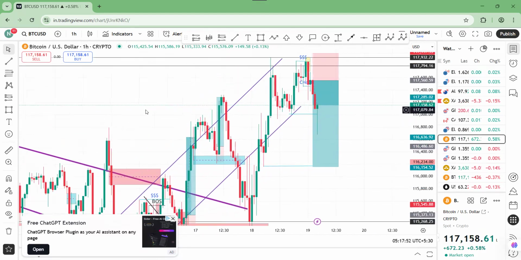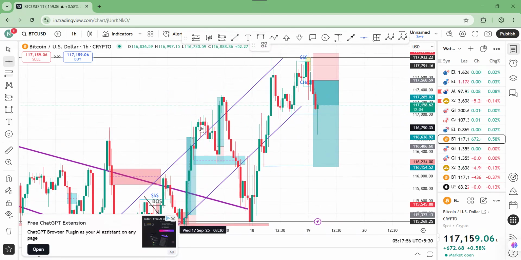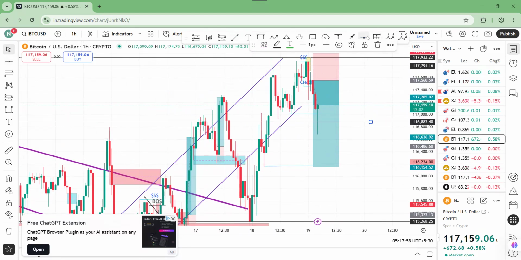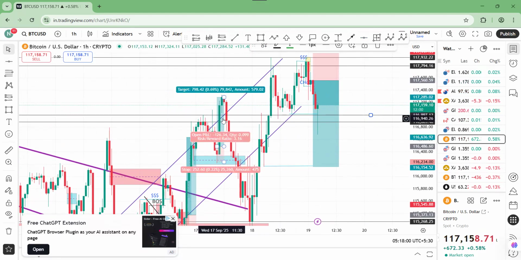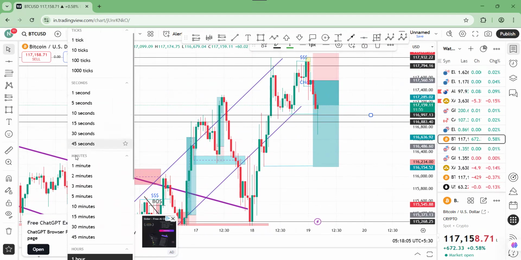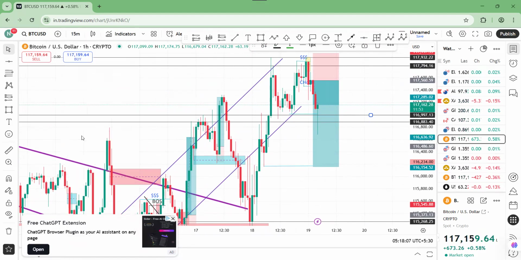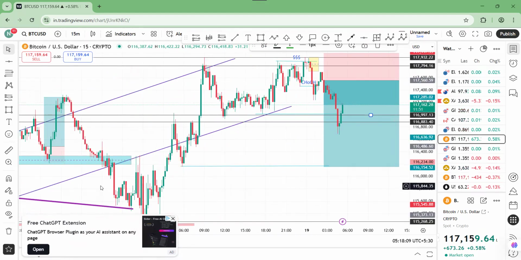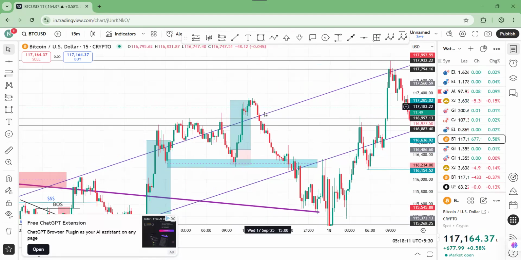So here you see, this is a resistance level. If I take, for example, this level, this is a resistance level. The market sweeps and comes inside. So for this entry point, if I want to see whether you have got a confirmation or not, you can take any time frame whichever you are comfortable with. Okay, so this is a point.